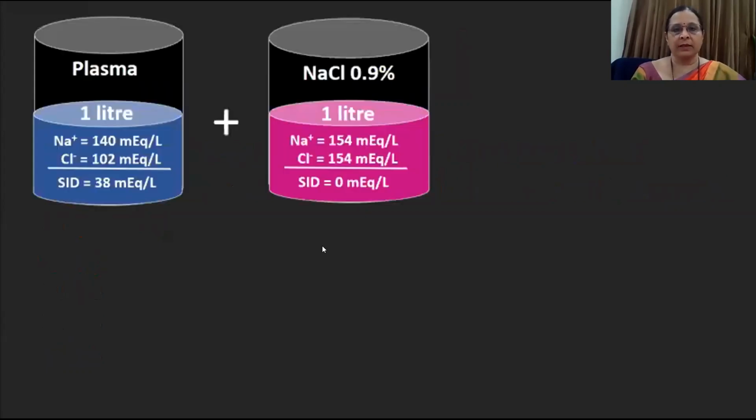To illustrate that, we have these pictures here. We have plasma. Let's take a liter of plasma, and then we add a liter of sodium chloride to that. The plasma has sodium of 140 millimoles per liter, chloride of 102 milliequivalents per liter, and the SID is 38 milliequivalents per liter. If you look at the saline, we said 154 and 154, and the SID is 0. We all agreed on this. So we're mixing them up. What will we get?